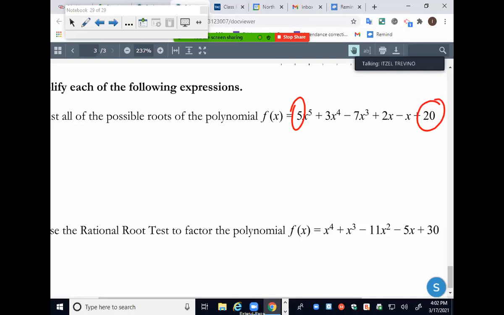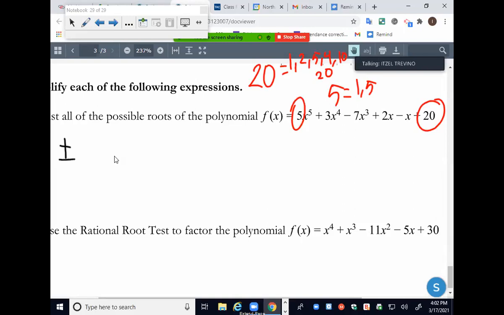But what do I need from both? I need to know what are my multiples, right? What numbers multiply to give me 20? 1, 2, 4, 5, 10, 20. And what are my multiples of 5? 1 and 5. Awesome. So we're going to go ahead and use it and put them in pairs. Remember, the constant goes on top and the leading coefficient goes on the bottom.